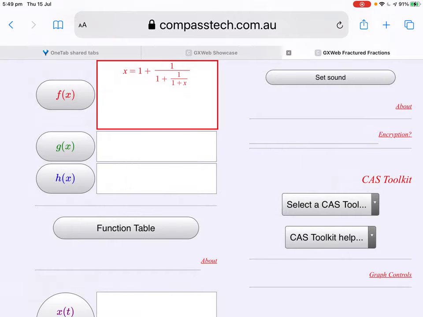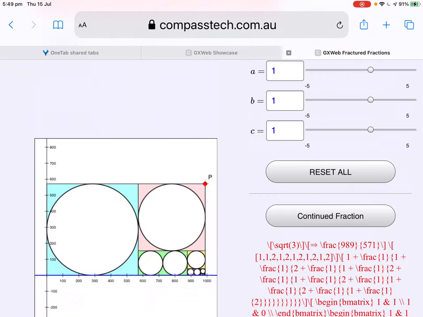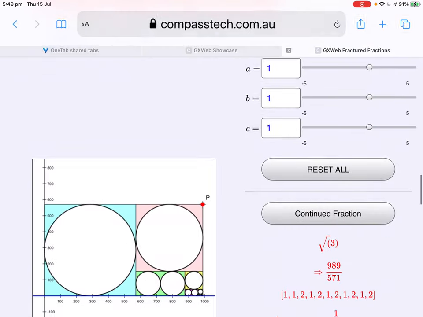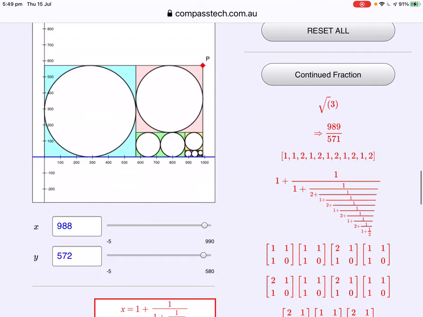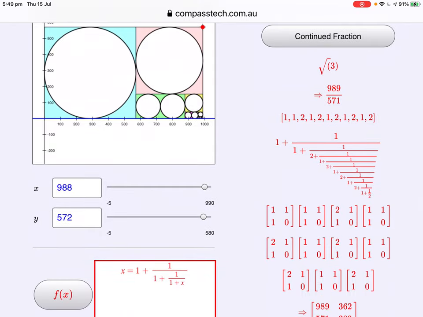Well, to get this, we're going to actually solve a quadratic equation, because that's another way you can generate continued fractions. The square root of 3 in continued fraction form is 1, 1, 2, 1, 2, 1, 2, 1, 2.